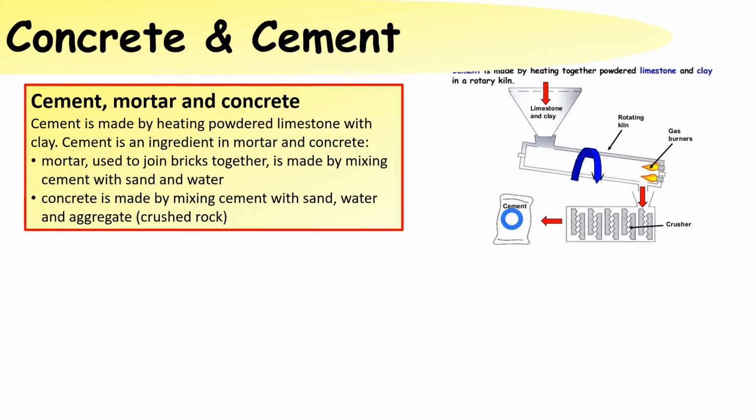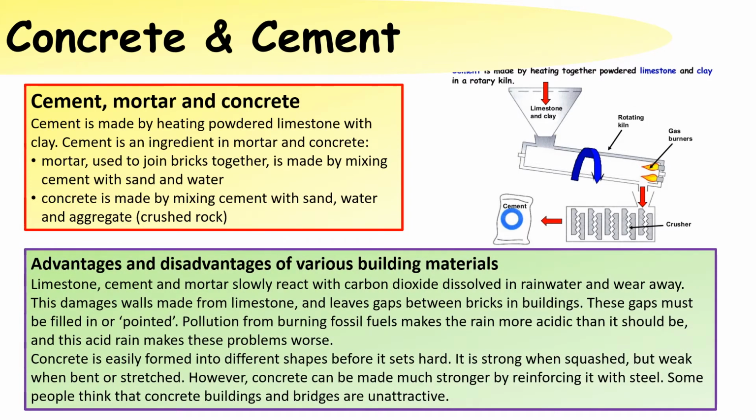Cement is usually made in a machine called a rotary kiln, where limestone and clay is poured in at the top and heated to high temperatures using gas burners at the end for a certain amount of time. Limestone, cement and mortar slowly react with carbon dioxide dissolved in rainwater and wear away. This damages walls made from limestone and leaves gaps between the bricks in buildings. These gaps must be filled in or pointed up.